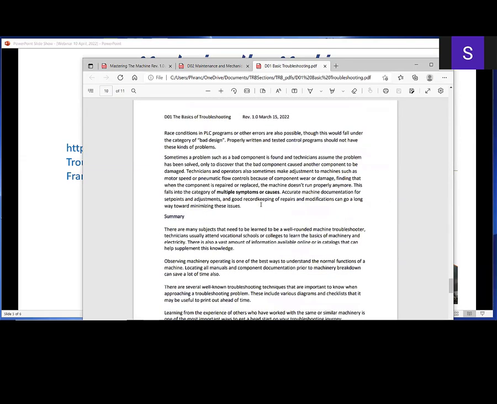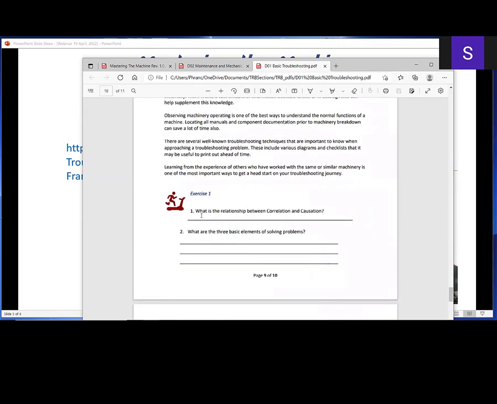So that's a little bit of a look at one of the documents, right? I did break this into 24 different documents. Some are really long, some are really short. And then I put some exercises in here. I talked about correlation and causation. If you get the book, the answers are in the back of the book. I did have a complete list of all the answers.